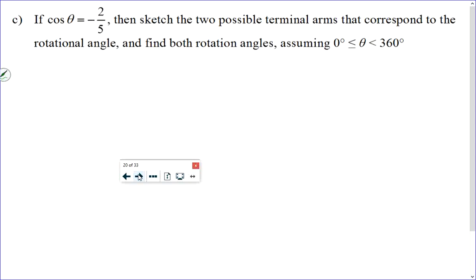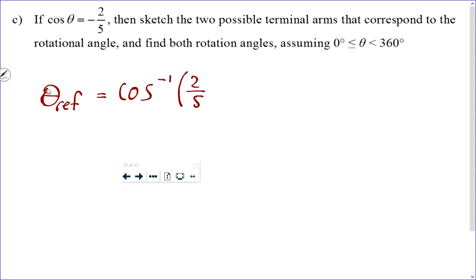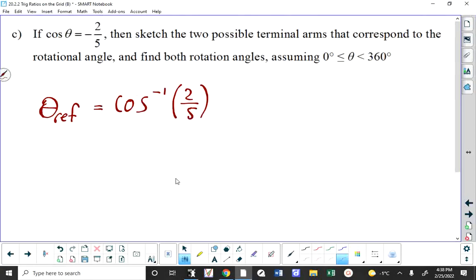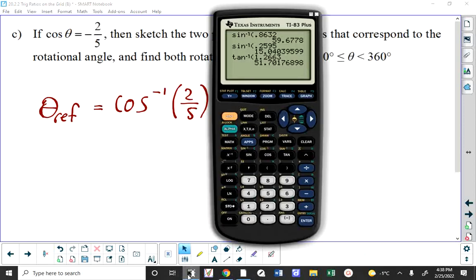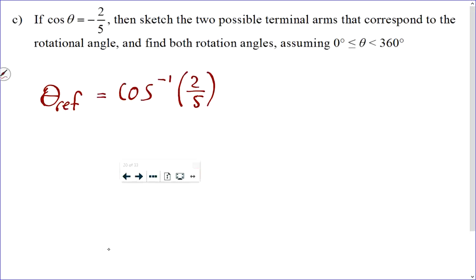C, cosine of theta equals -2/5. So you should be getting to be kind of a seasoned veteran at this by the time we get to C. The first thing to do is to find the reference angle, which will be found by taking the inverse cosine of 2/5. Remember, you do not include the negative in your reference angle calculation. So I take the inverse cosine of 2/5 and get 66.4 degrees. So theta reference is 66.4 degrees.